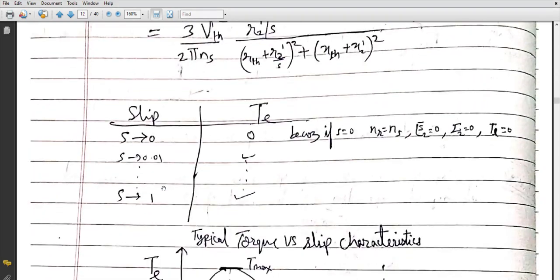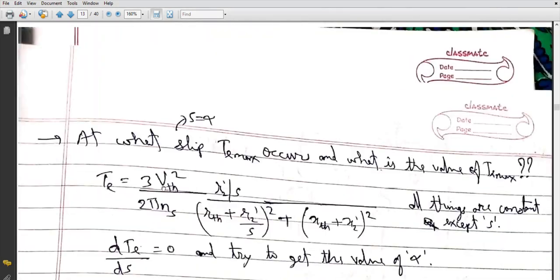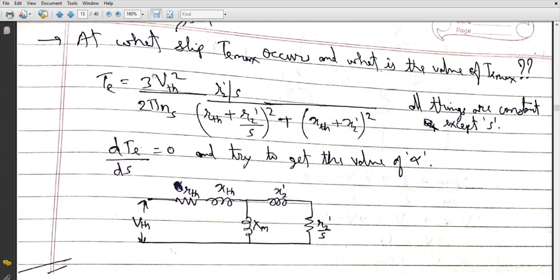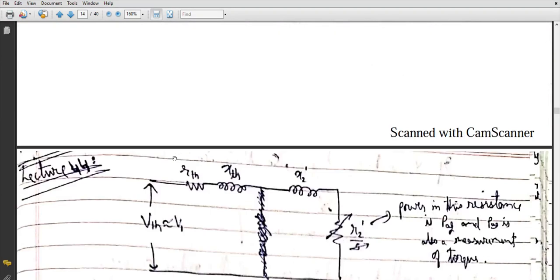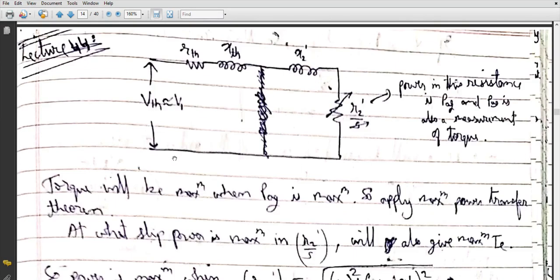So instead of doing all this mathematical calculation, we'll use the maximum power transfer theorem. We know that the power in this resistance, R2 dash by S, is nothing but your air gap power, and this air gap power is also a measurement of your electromagnetic torque. So now we'll apply the maximum power transfer theorem. What does it say?